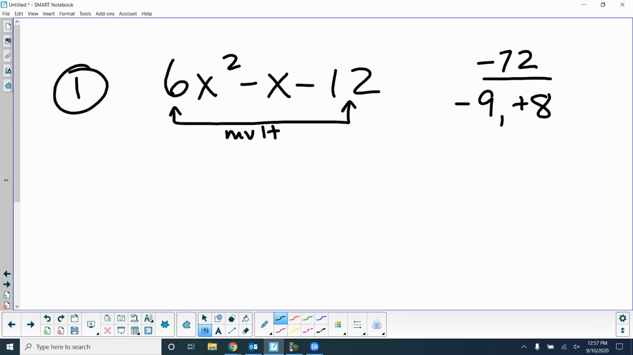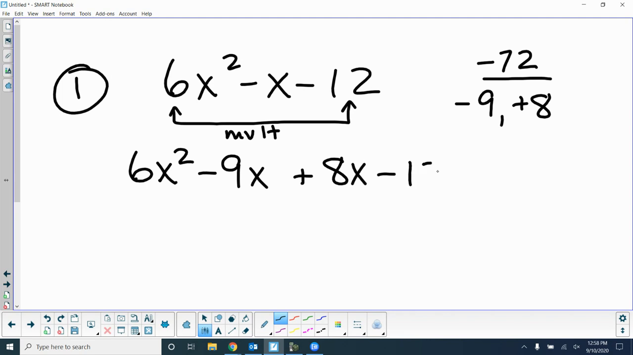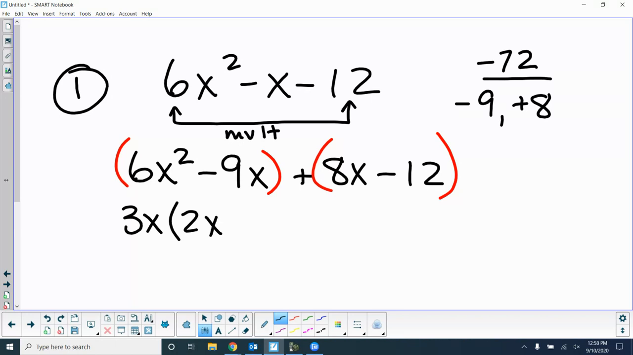Okay? So then I rewrite it. 6x squared minus 9x plus 8x minus 12. So I use the negative 9 and 8 in the middle so I can make it into a grouping problem, 4 terms. So then I group first 2, back 2. Since there's no negative sign there, I just put it right there and leave the plus in between. And then we start with the beginning, GCF. 3x is the GCF. Divide 6x squared by 3x, I get 2x. Negative 9x divided by 3x is negative 3.